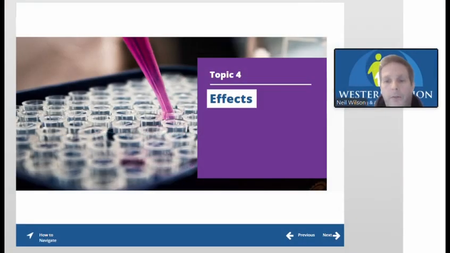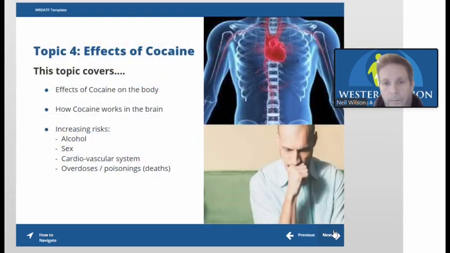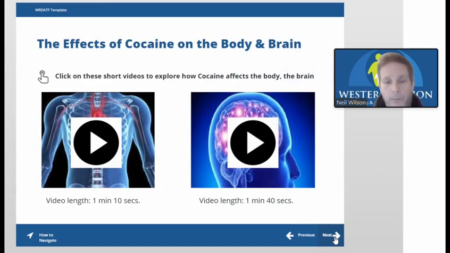Let's now take a look at the effects of cocaine. We'll be looking here at the effects on the body and the brain, and also looking at some of the risk factors involved that can lead to more problems. We'll begin by looking at a couple of short videos.